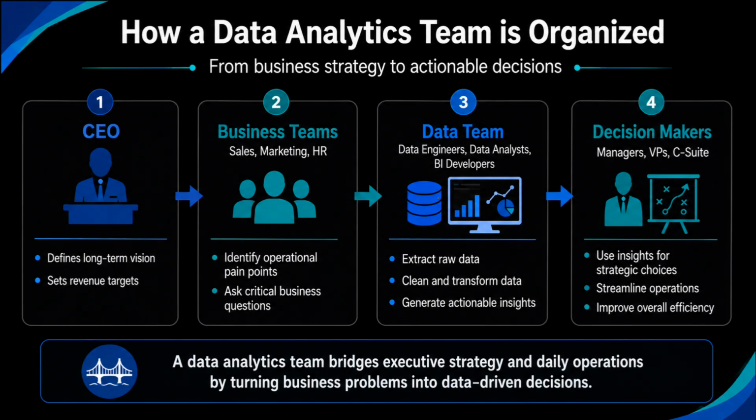The process begins with the CEO, who defines the long-term vision and sets revenue targets for the organization. Next are the business teams, including sales, marketing, and HR. They identify operational pain points and ask critical business questions that need to be addressed. These requirements are then shared with the data team, which includes data engineers, data analysts, and BI developers.